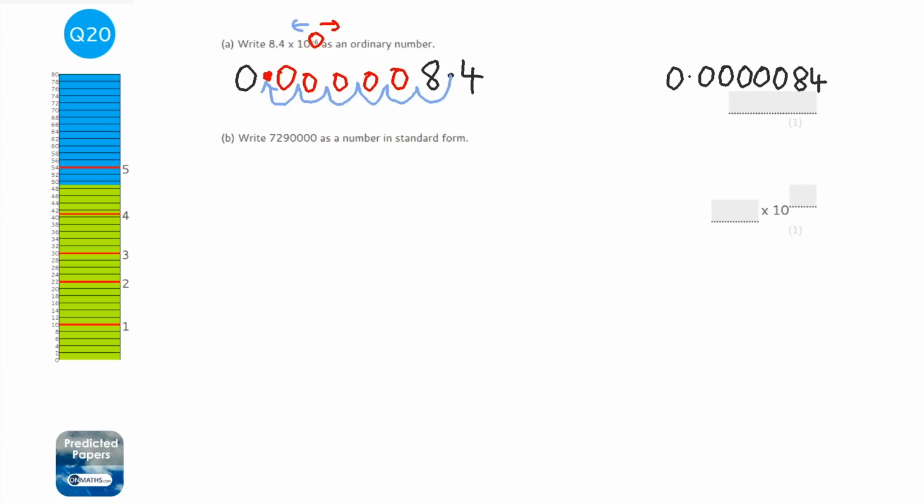Okay, to convert to standard form, you write out the number, and you try to put a decimal place in to make the number between 1 and 10, but not including 10. If I put it in here, that would be 72, so that would not be right. So I need to put it in here.